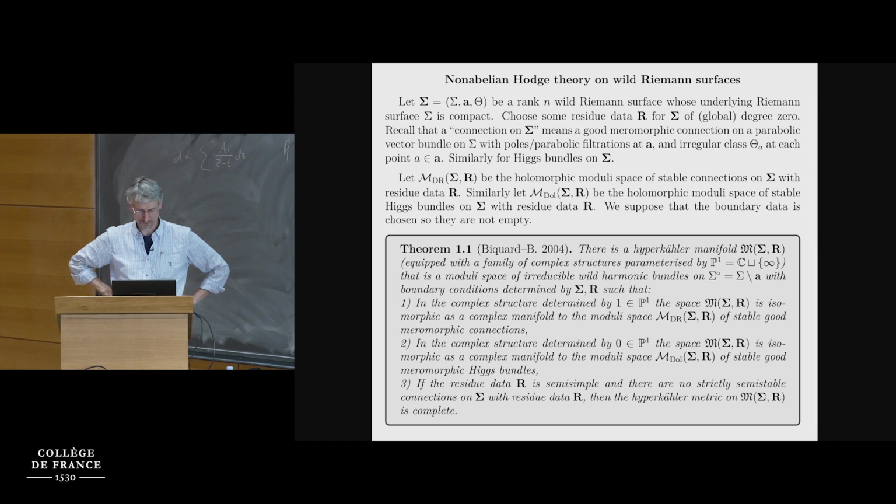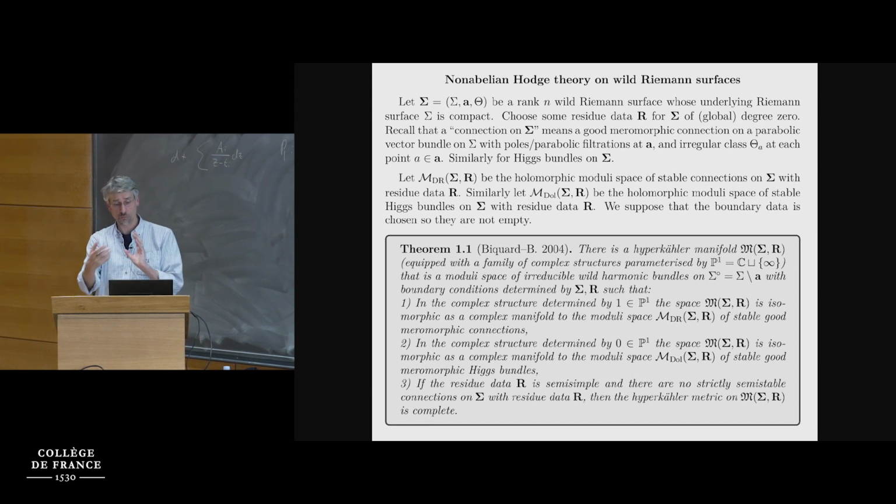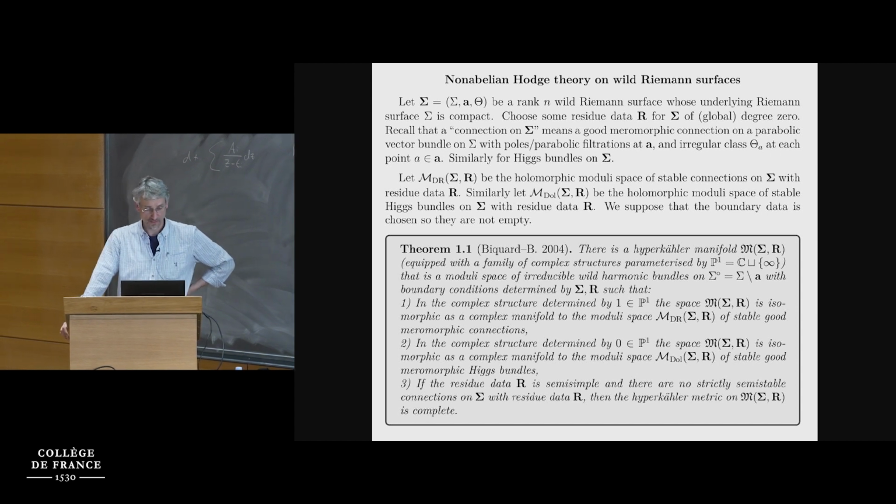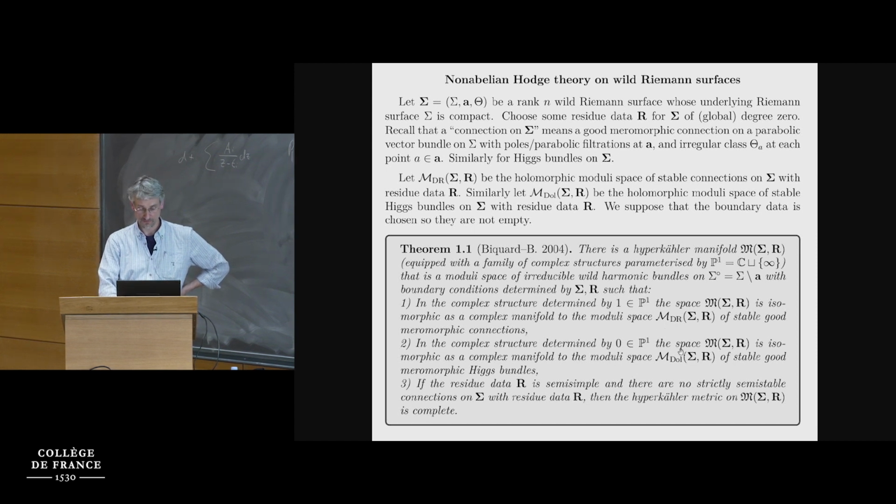But you need to do, there's a much stronger analytic package that was introduced by Biquard to handle what's happening at the poles in order to be able to solve these equations and get the moduli spaces analytically. And so you do that and you specialize. If you look in the complex structure 1, it specializes to the moduli space of meromorphic connections. And if you specialize to 0, you get these meromorphic Higgs bundles.